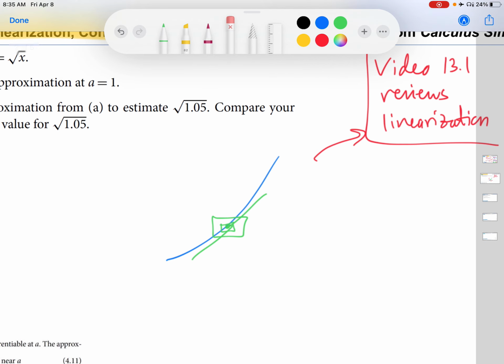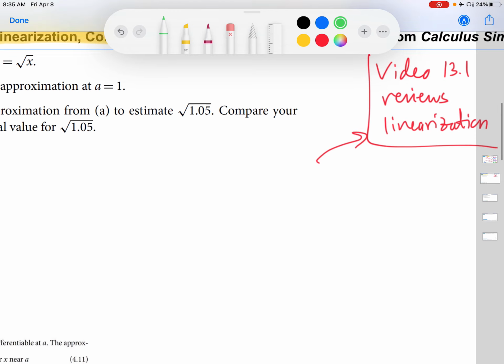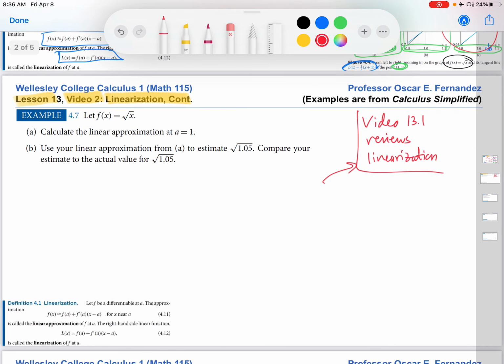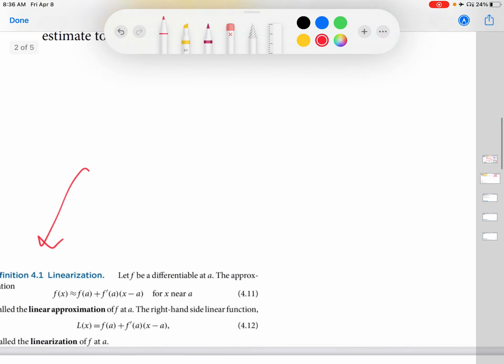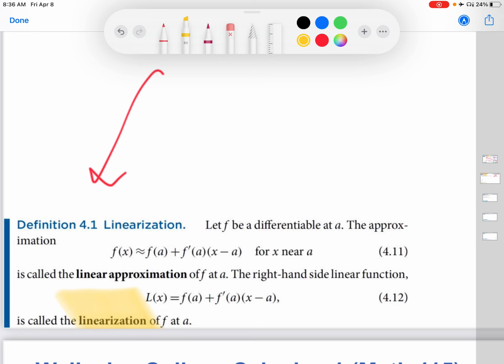And so linearization as a concept is really tied up with the idea of approximating a function using its tangent line. So that's what we're going to do now. We're going to talk about linear approximation using this example from Calculus Simplified. Down here, I put again the definition of linearization. I talked in the previous video, video 13.1, about how linearization and linear approximation are two slightly different concepts. So what we're working on in this video is linear approximation, the first part of this definition.